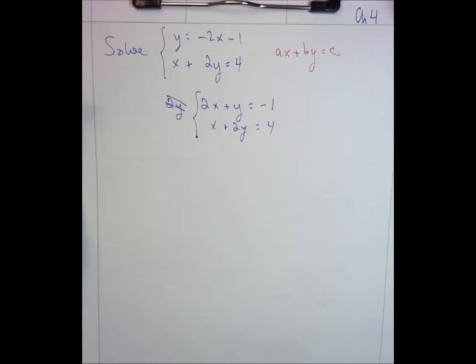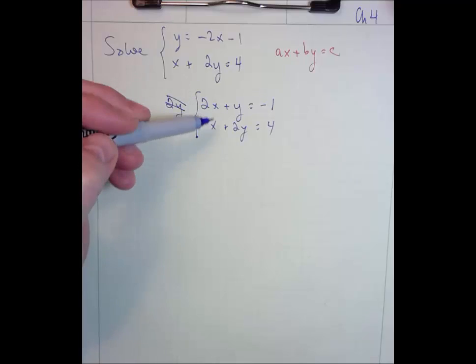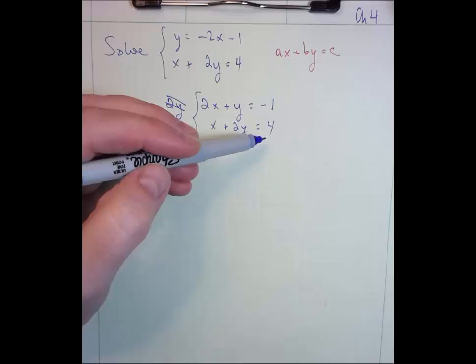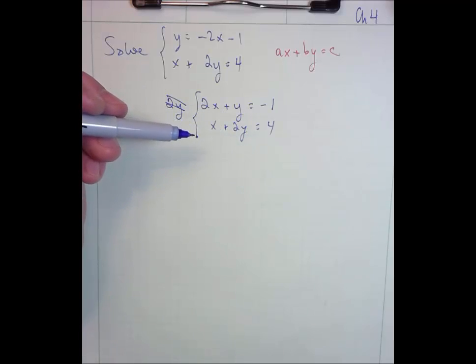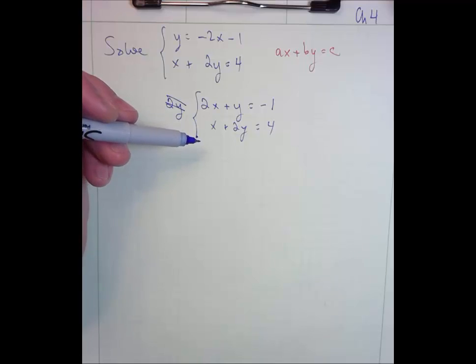Now what we want to do is add these in a way that eliminates one of the variables. Now if we add them the way they are, we'll get 3x's, 3y's, and a negative 3. And so nothing will be gone. But remember, we are in charge of these equations, and we are allowed to multiply either one of them by a constant, as long as we multiply both sides. And so we have to be a little bit clever.